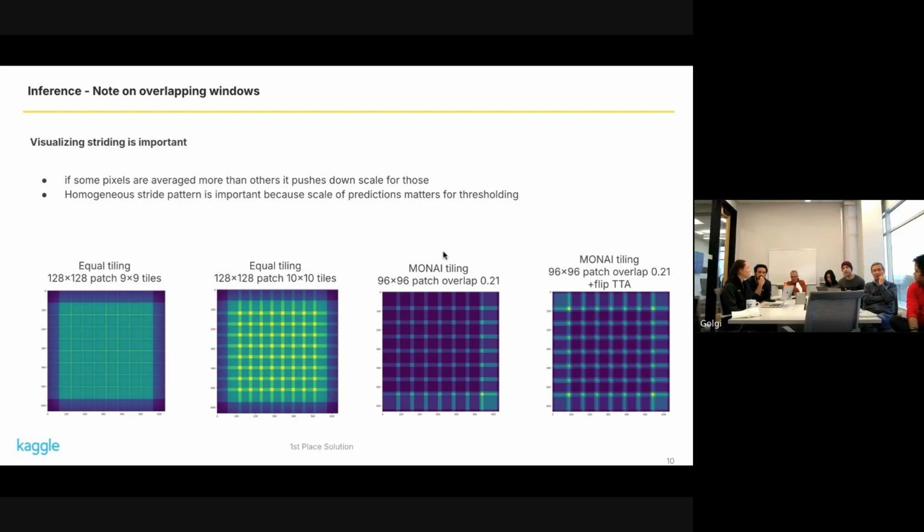Chris, I'm sorry, I don't think I understood. What was the issue? Did you see artifacts? Do you see improvements in performance when you do it more homogeneously?